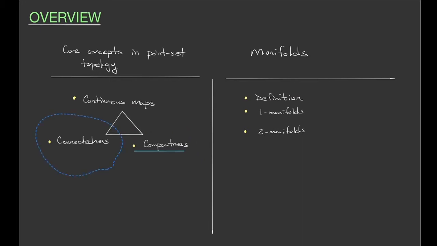Connectedness will be a property that's both easy to understand from the point of view of point set topology and something that we will have some focus on in these videos. When we look at manifolds, we'll look at the definition, and then we'll look at examples of one manifolds and two manifolds. So for starters, let's first look at these topological concepts with more depth.